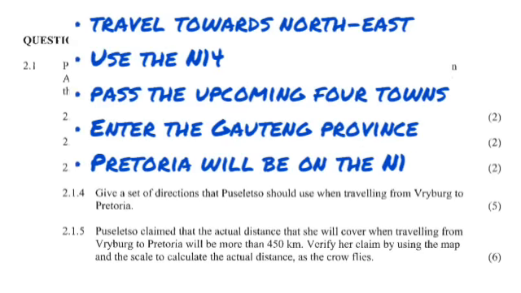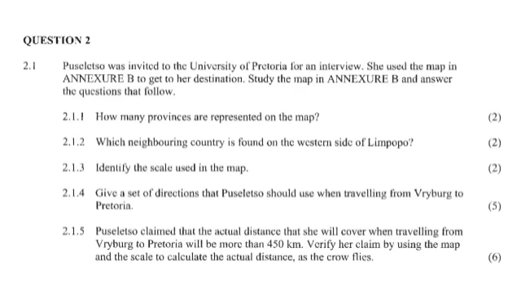So you will say that she must travel towards northeast, use the N14, pass the upcoming 4 towns, enter Gauteng province, and then Pretoria will be on the N1 once you've entered Gauteng province. So when you're looking at your map proper, you will be able to see all of these directions and how we came up with this answer. So what I can recommend you do right now is that you write this answer down somewhere, and then later you will confirm it with your addendum map.